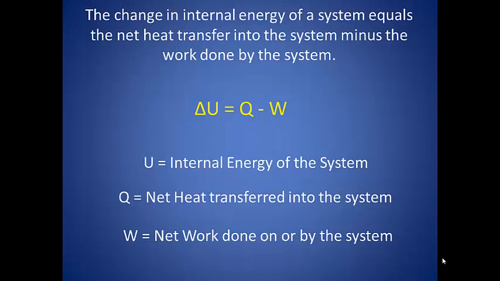To sum up this idea in an equation, we use delta U as the change in total energy of the system. Q is the net heat transferred into the system, or out of the system. And we subtract the work, which is the net work done on or by the system.